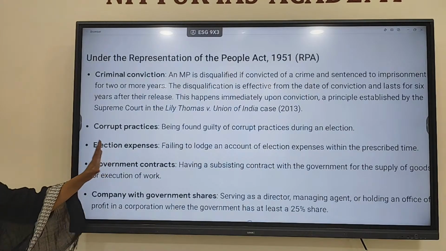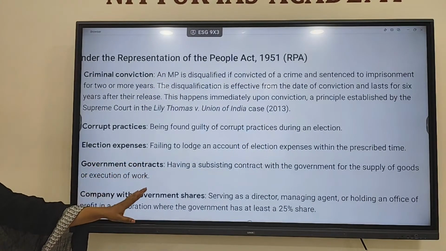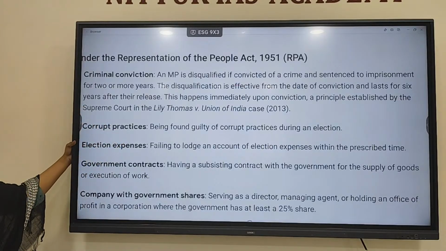Next, election expenses. Failing to lodge an account of election expenses within the prescribed time. After the election, every candidate should file what expenses they have made for the elections. If they fail to file that election expenses, then he will be disqualified.